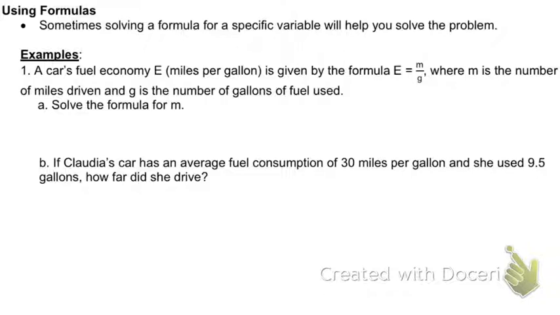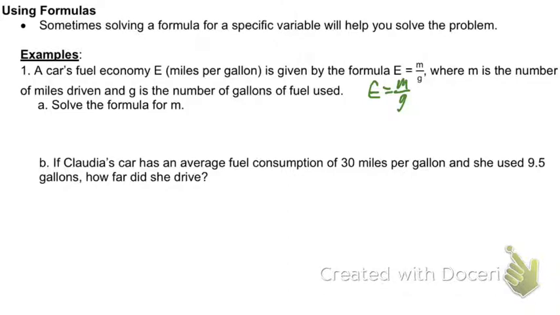It's kind of sketch. That's okay. So we're supposed to solve this formula for M. E equals M over G. We're supposed to solve for M. What's happening to M right now? Let's say what's happening with M right now. It's being divided. How do we undo division? Multiply by what? G, because we're dividing by G.